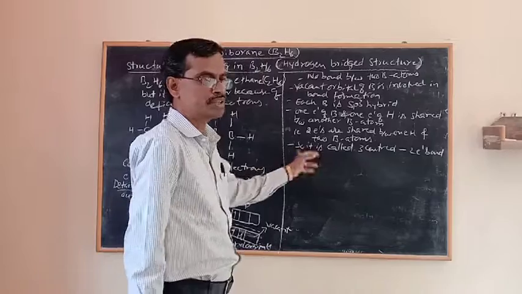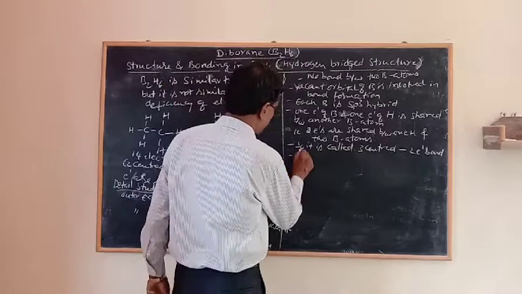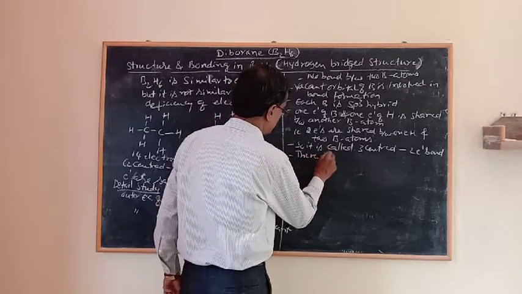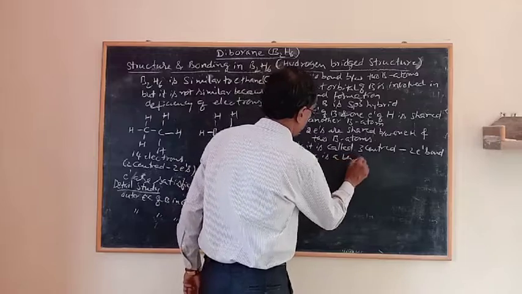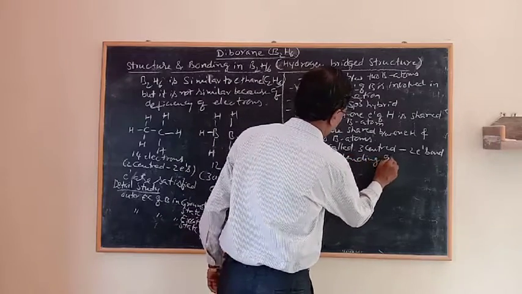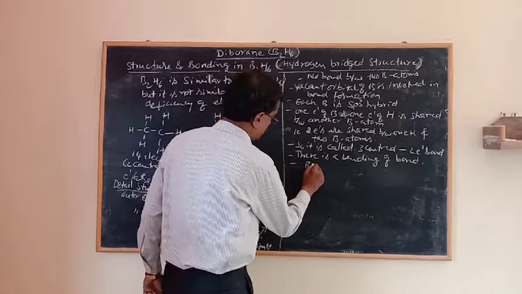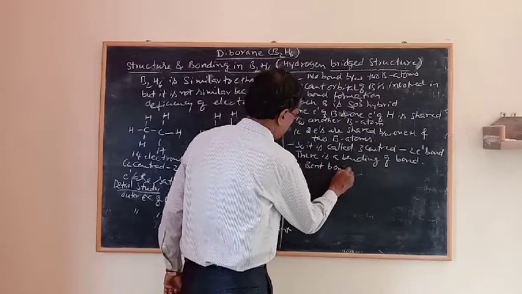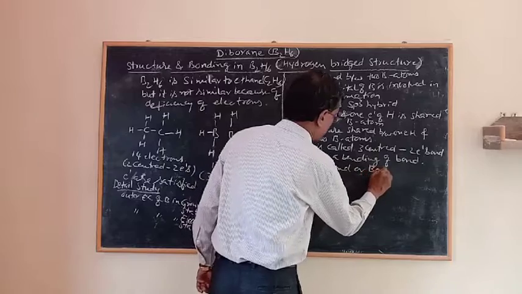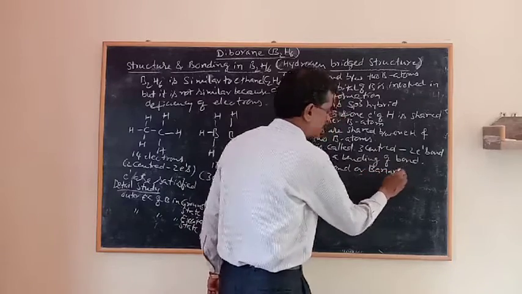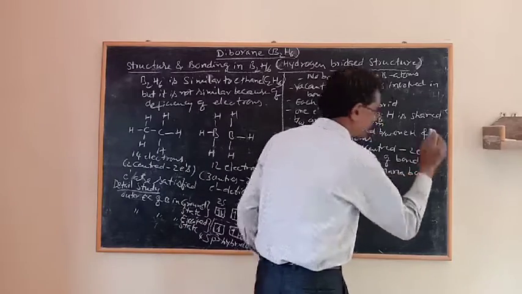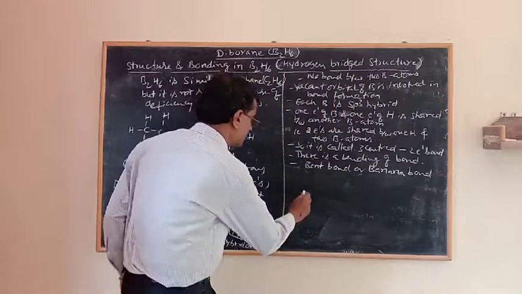And because of this only there is a bending of the bond. This bending you can call it as bent bond or banana bond, because it takes the shape of a banana, so it is called banana bond. We can draw this clearly.